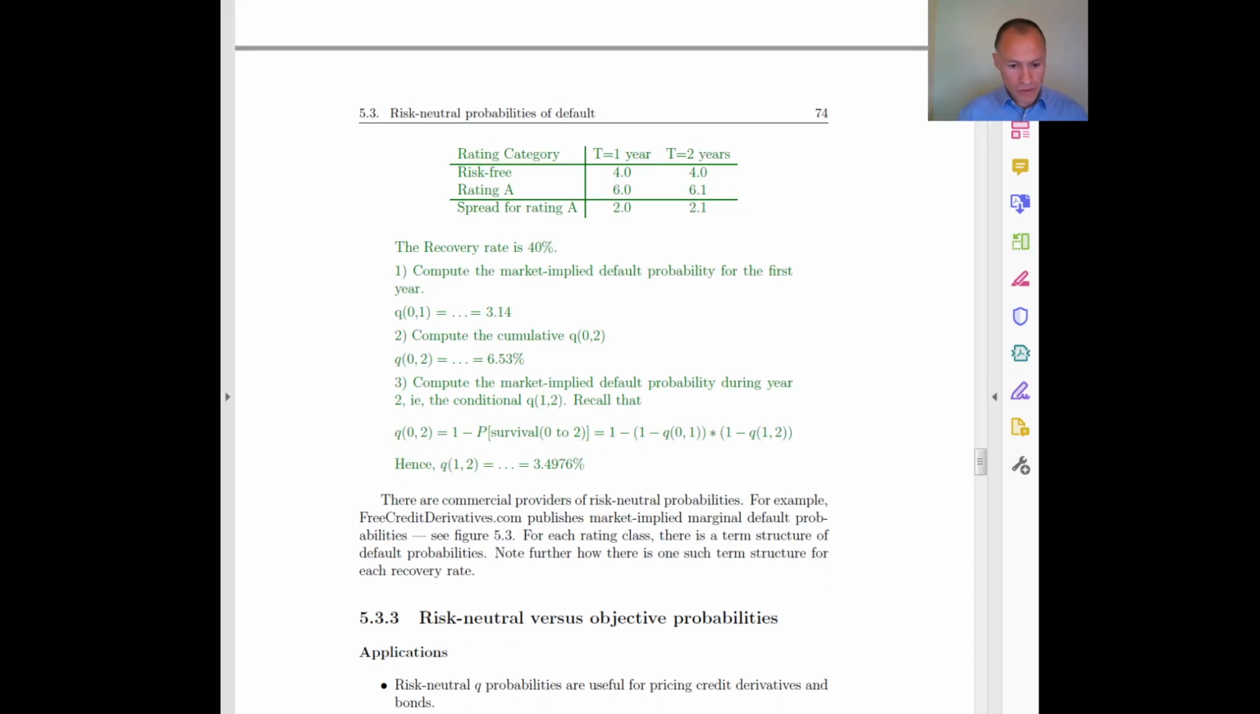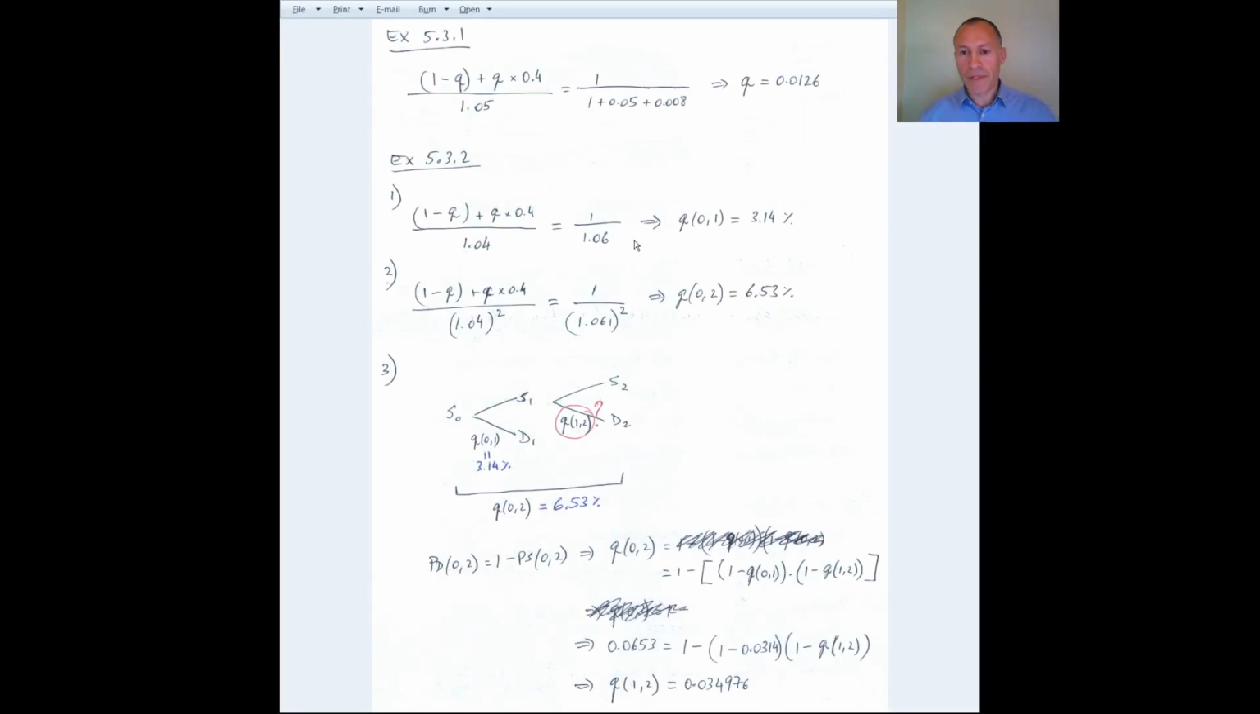Let me show you this. So you have all the details here, but even in more detail, it's here, okay? So the first year is exactly the same as we did before, same equation. I want to find Q, and I get 3.14%. For the 2-year period, I can extend the equation for 2 periods. So I'm discounting for 2 periods using the appropriate rates, right? The risk-free rate is flat at 4%, but the risky rate is not flat. So it was 6 for 1 year, 6.1 for 2 years. Okay, and I get Q of 6.53%.